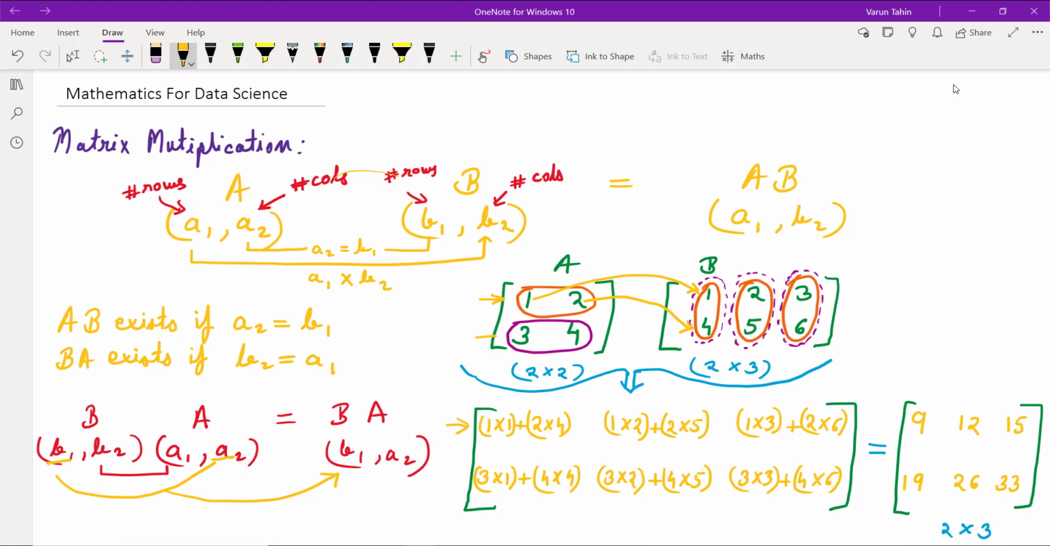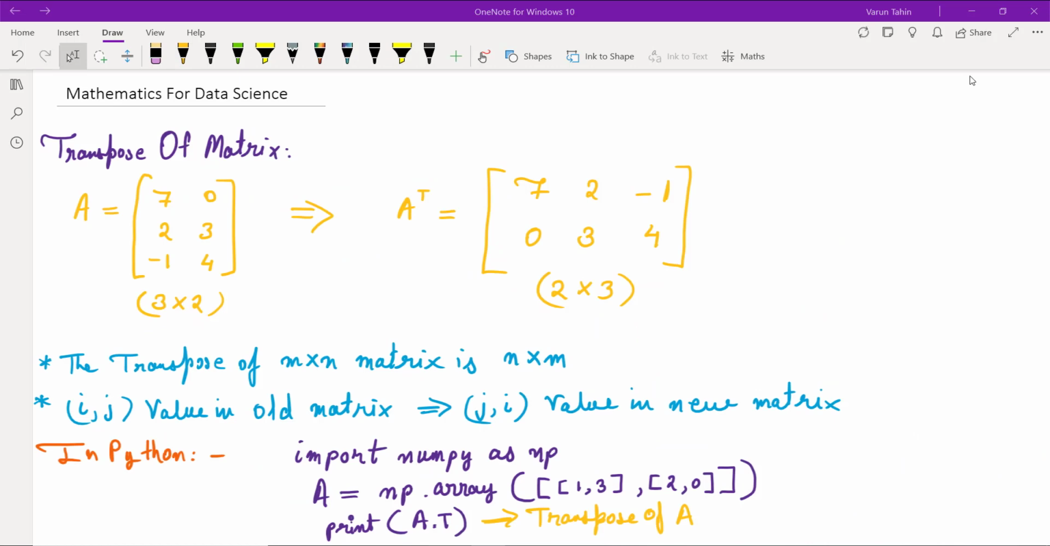Now going to the second row of the first matrix, we will multiply this row by again the columns of B. So the first element of the second row will become 3 into 1 plus 4 into 4, and likewise for the other elements: 3 into 2 plus 4 into 5 and 3 into 3 plus 4 into 6, and you will notice that we will get a resultant matrix of 2 into 3.